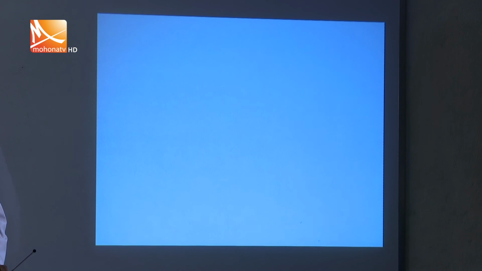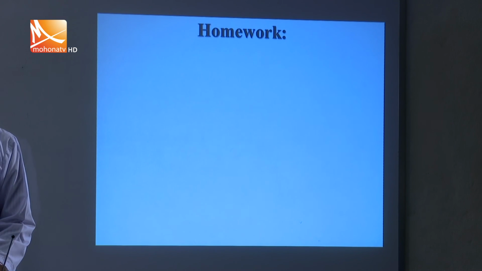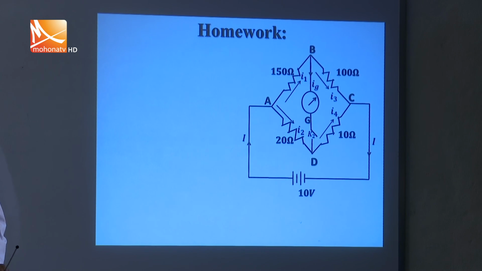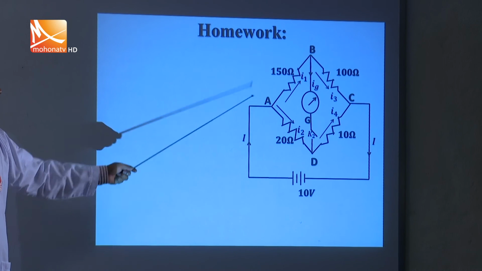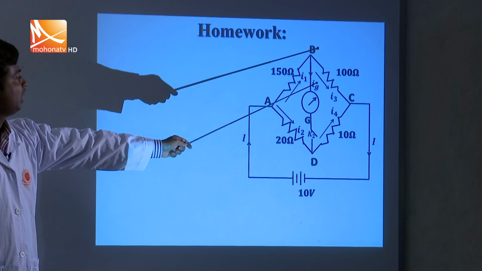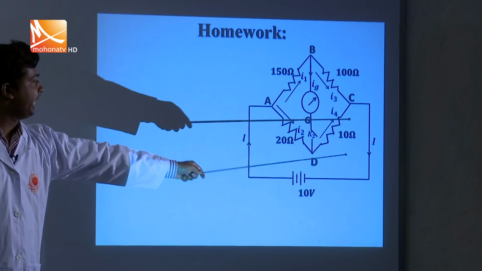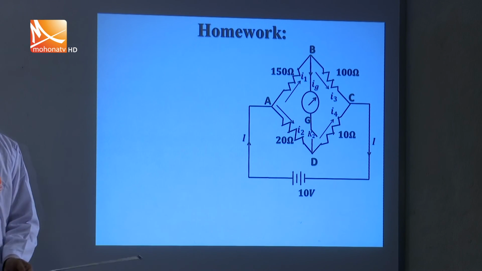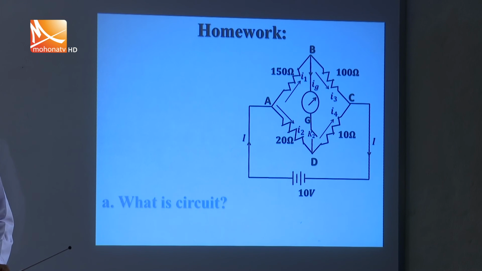Now, we have reached the last of our destination. So, as usual, I am going to give you a homework, and this homework is related to today's topics that we have already learned. My dear young learners, you have seen this is a Wheatstone bridge, and here the resistances are 150 ohm, 100 ohm, 20 ohm and 10 ohm. The source is 10 volt. So, what are the questions for you?